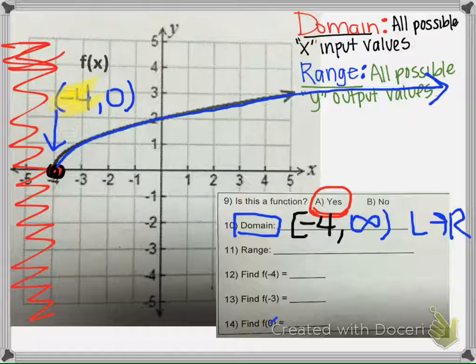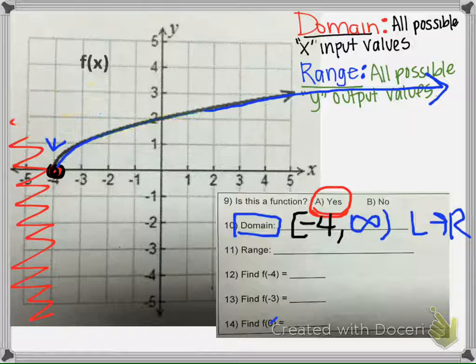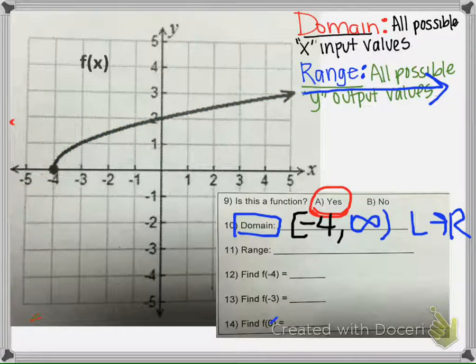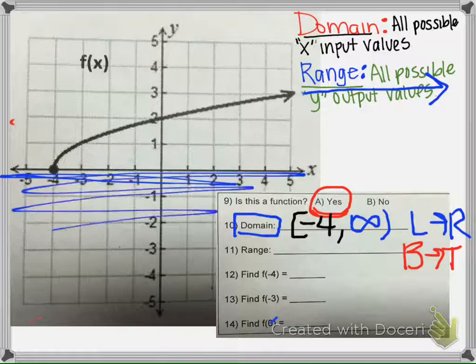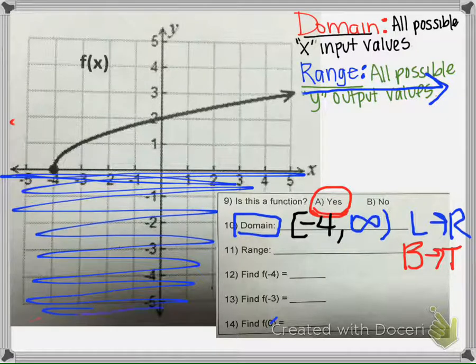Okay, now we're going to talk about the range. The range is talking about reading the graph from the bottom to the top. So if we look at the bottom of the graph, it never goes down here in this blue area. The lowest point the graph ever goes is right here, and that point is at (-4, 0). That's the lowest point on the graph.